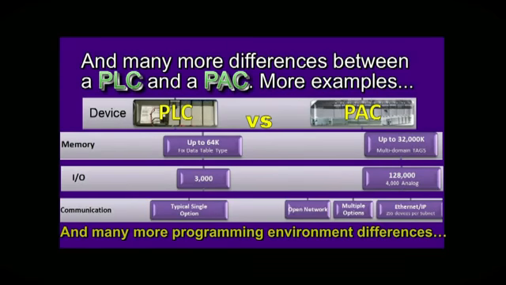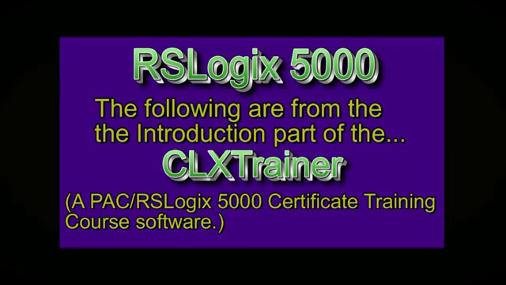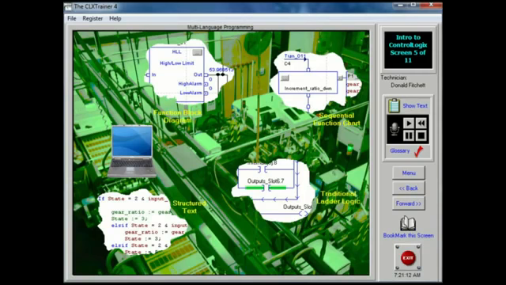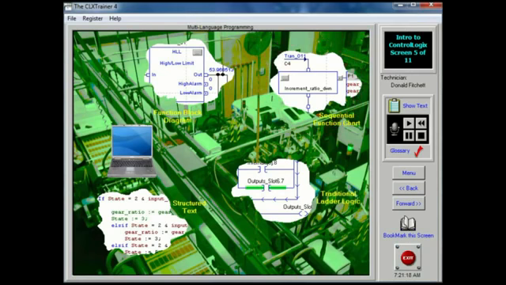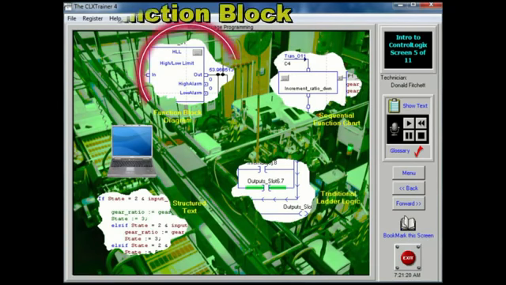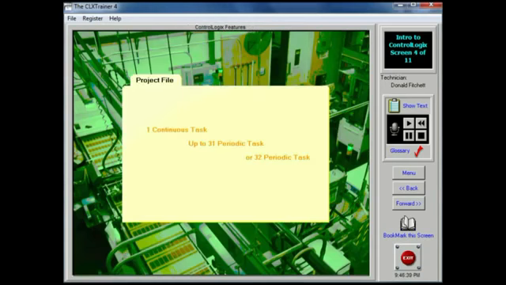The following are excerpts from the introduction section of the CLX Trainer, a Coldwater RSLogix 5000 training certificate course software. Capable of being programmed using 4 languages. They are traditional ladder logic programming, sequential function chart programming, structured text programming, and function block diagram programming.